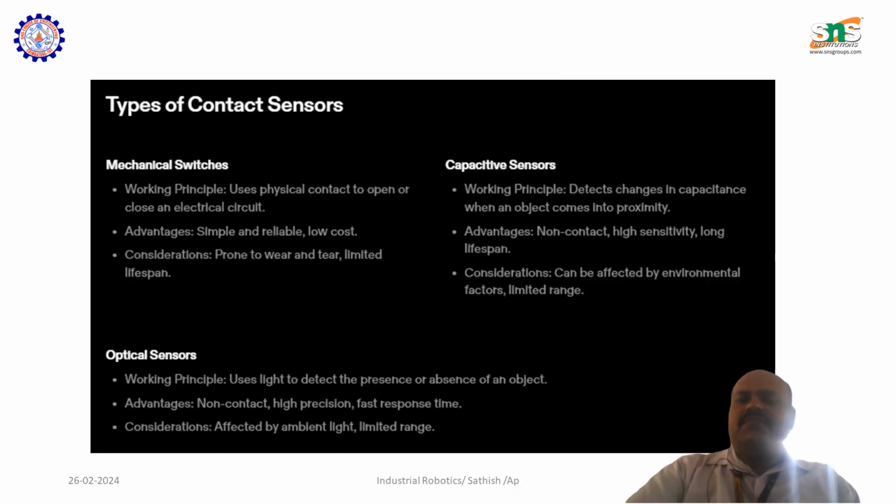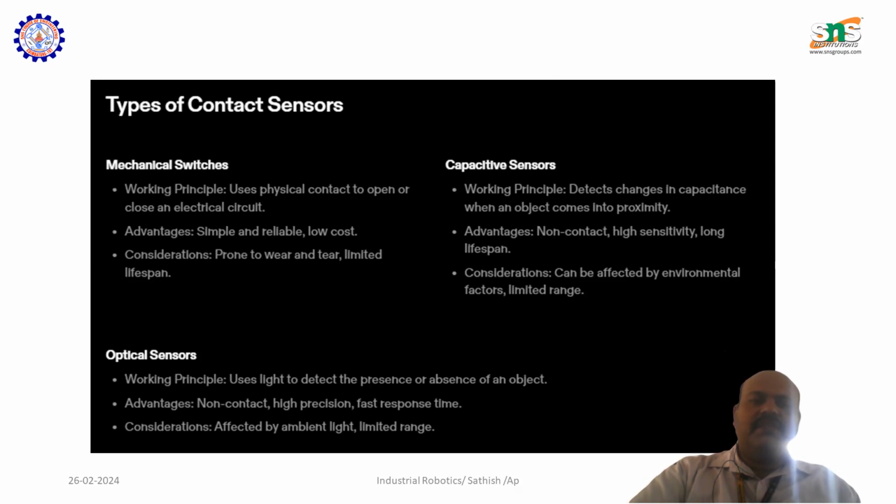So what types of contact sensors do we have? We have 3 types of contact sensors. One is mechanical switches, optical sensors, and capacitive sensors. The working principle, advantages and considerations are given for all the 3 sensors. We're looking at them one by one.